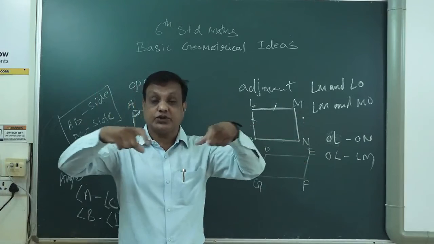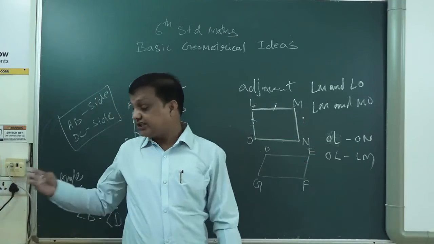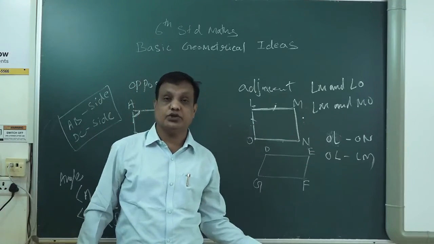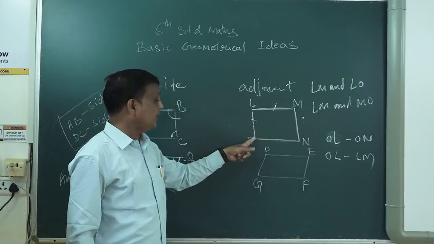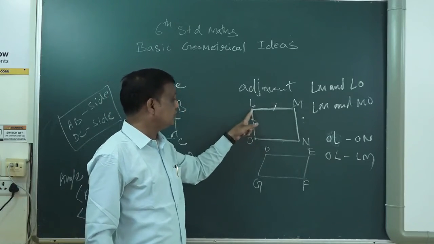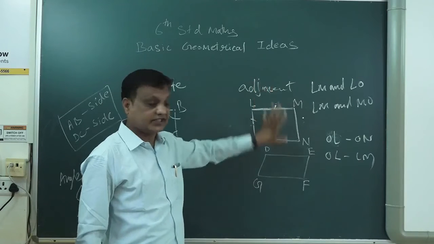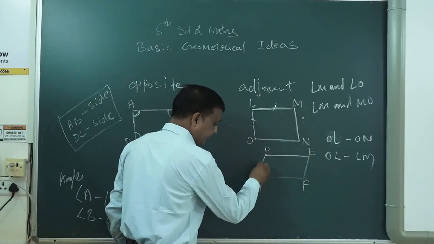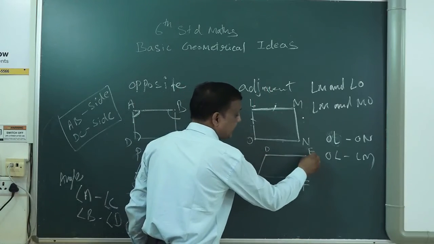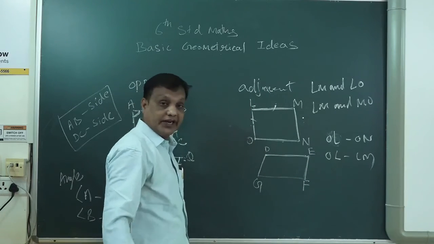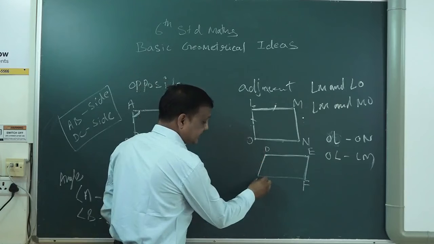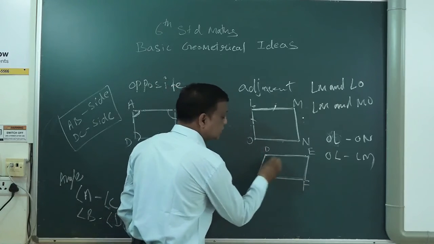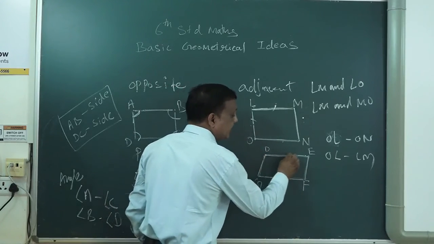Suppose you are sitting, 3 students on a bench. So on this side also you can adjust, on this side also you can adjust. So like this, this line is adjacent to this line also, this line is adjacent to this line also. This is called adjacent. Now here what are the adjacent sides? DE is adjacent to DG also and DE is adjacent to EF also. Okay dear? Now DG is adjacent to GF also and DG is adjacent to DE also.